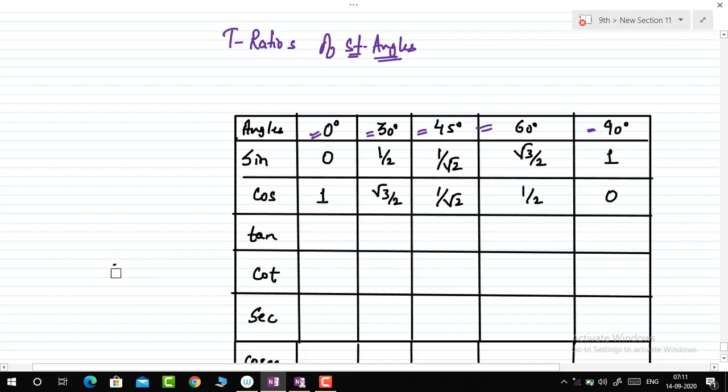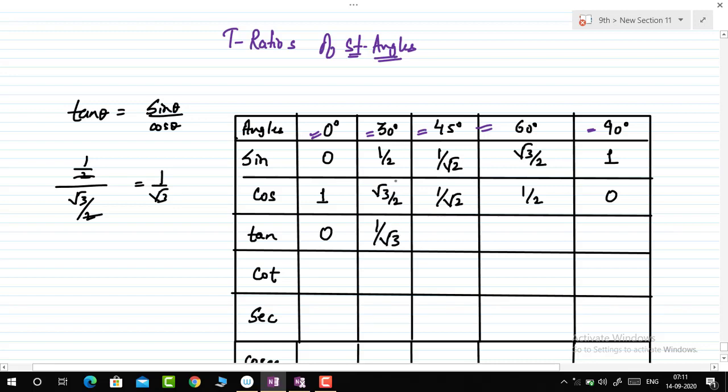Now you know that tan theta is sine theta upon cos theta. That means if we go on dividing the value of sine 0 upon cos 0, we can get tan 0. So tan 0 will be 0 upon 1, that comes to 0. Okay, tan 30, if you go on dividing 1 upon 2 upon root 3 upon 2, this 2 will be cancelled, so it will be 1 upon root 3. So tan 30 is 1 upon root 3.